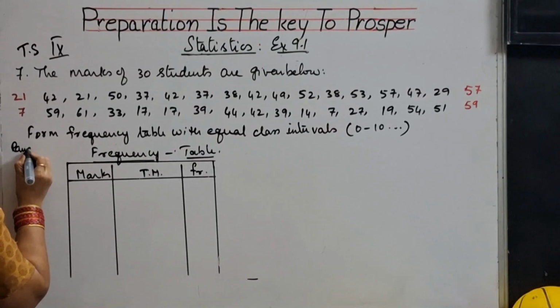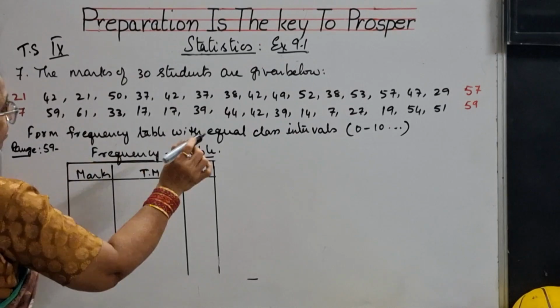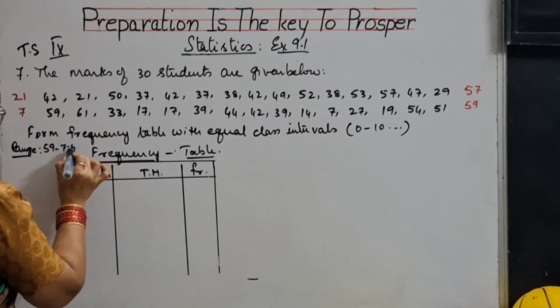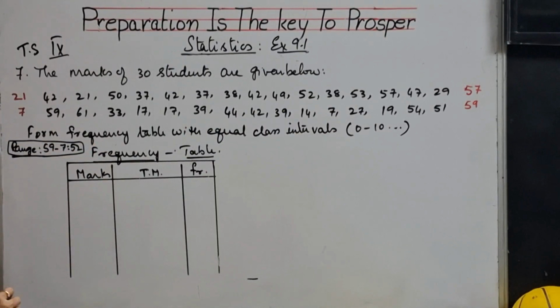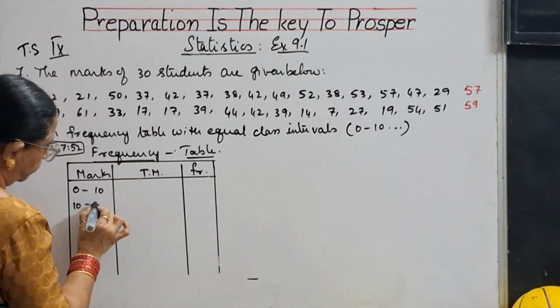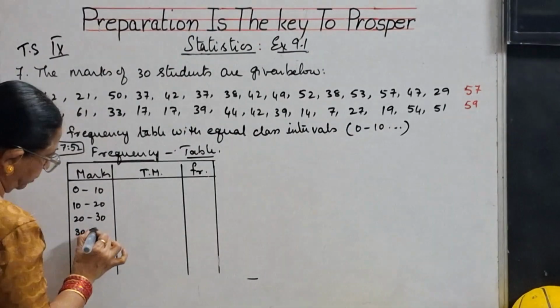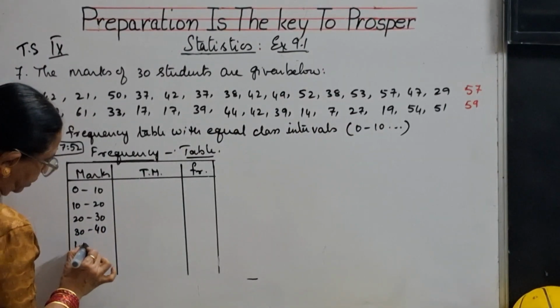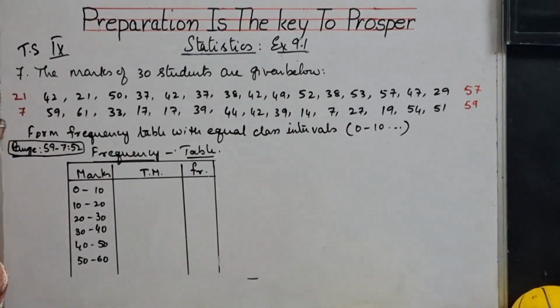So what is the range that we will be writing here, children? Range: 59 minus 7, 52. This is the range. They have not asked, but if you write like this, you will understand where you can end up your table. So you can end up your table up to 60. The table should contain 0 to 10, 10 to 20, 20 to 30, 30 to 40, 40 to 50, 50 to 60. Values we have written.